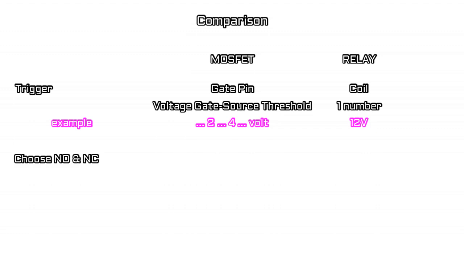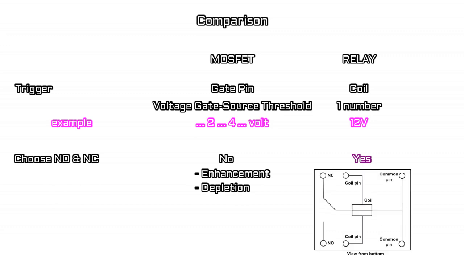Next, can I choose normally open and normally closed in one unit? For MOSFET, it cannot. There are different modes of MOSFET with different units, enhancement and depletion. But for relay, NO and NC are available in one unit. Not every relay, but you can choose this one.